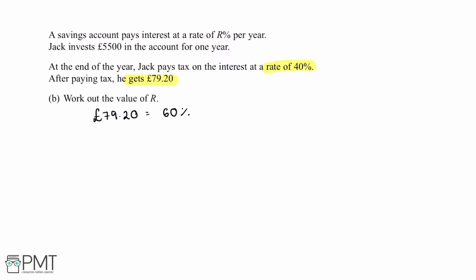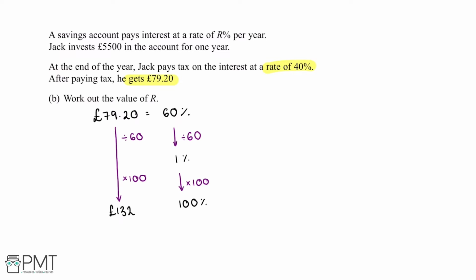So in order to work out his original interest, we'll need to work out what 100% of £79.20 is. So we can do this by working out 1% and then multiplying this by 100. So in order to get from 60 to 1, we divide by 60, and then in order to get from 1 to 100, we multiply by 100. So we can do the same calculation to the left-hand side of this equation. So we'll want to divide £79.20 by 60 and then multiply it by 100. And this gives us a value of £132.